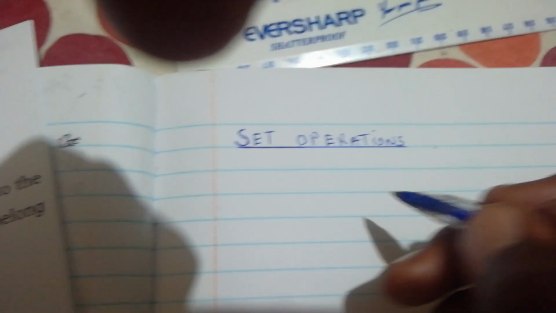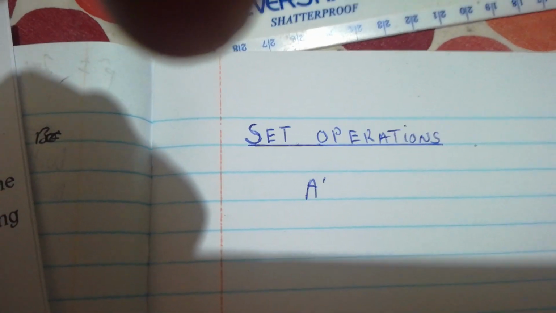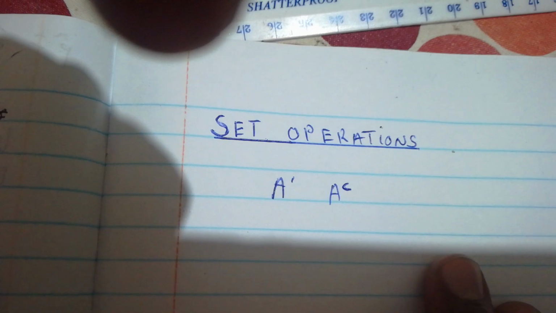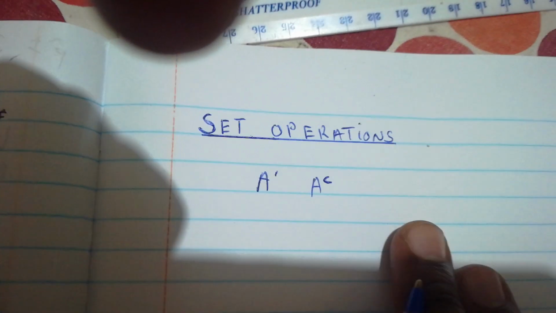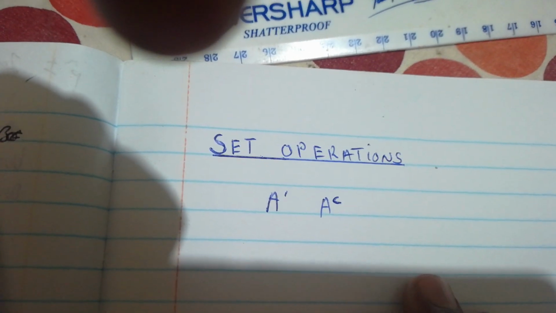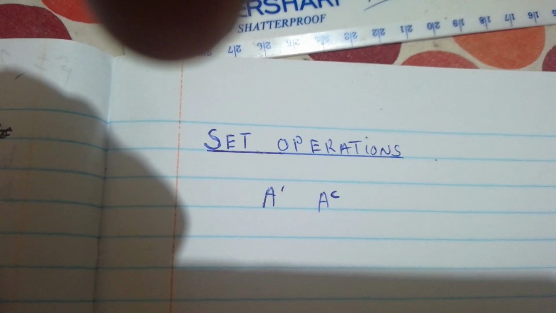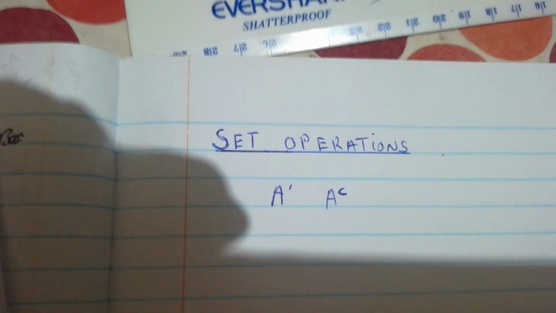So you've probably seen something like this, where this thing here on top would denote a complement of a set. Sometimes the complement of a set will be written with a small c on top there. The two mean the same, so they can use either of the two to denote the complement of the set. So now, under set operations, the first thing that we'll look at is the complement of the set.